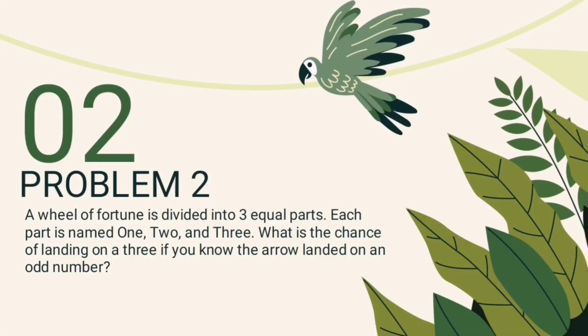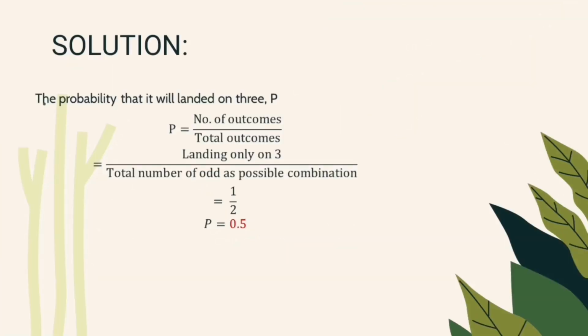I am Joshua Ismabini to discuss problem number 2. A wheel of fortune is divided into 3 equal parts. Each part is named 1, 2, and 3. What is the chance of landing on a 3 if you know the arrow landed on an odd number? To find the probability of landing on a 3, we need to use this equation: number of outcomes over the total outcomes.